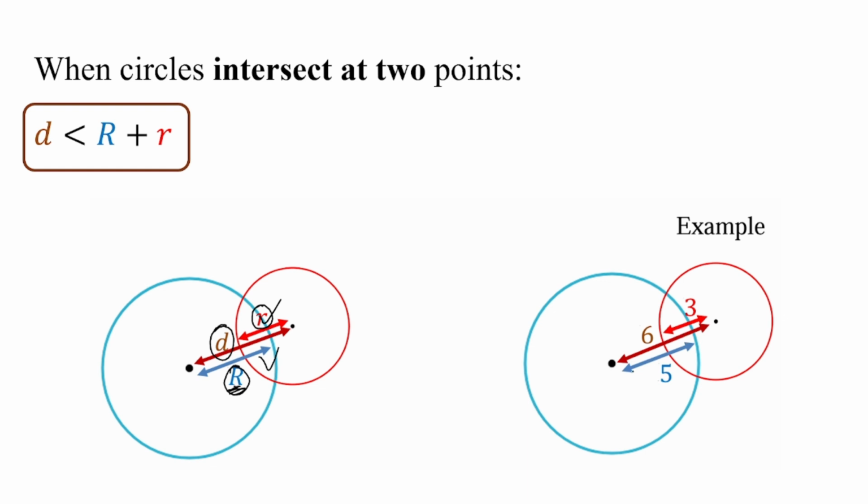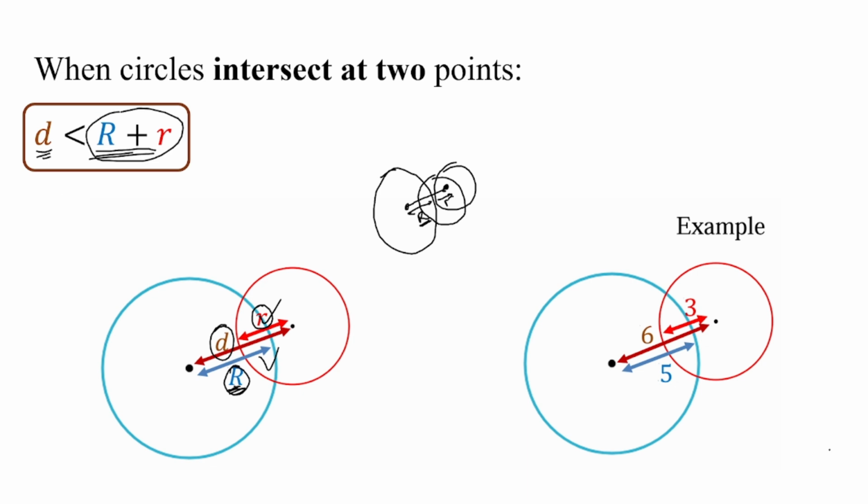Is sort of reduced. Remember, when they touch externally, we say that the distance between the two centers is equal to the radius of the larger circle plus the radius of the smaller circle. But now when these two overlap, we're actually reducing the distance between the two centers. So the distance between the two centers becomes smaller than the sum of the radii.